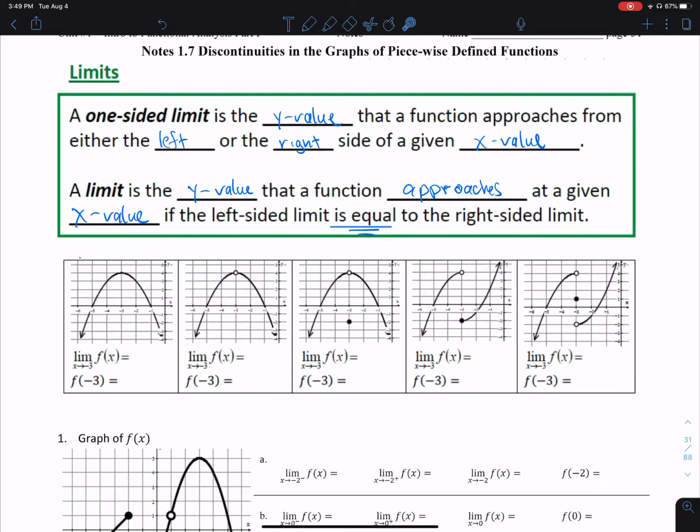Well, first of all, let's focus on the two-sided limit. This is a two-sided limit. Here's how this is read. The limit of f of x as x approaches -3 is, here's what it means. If you get closer to -3 from the left and the right on this graph, what is the y value getting closer and closer to? It's getting closer and closer to the y value of 4.